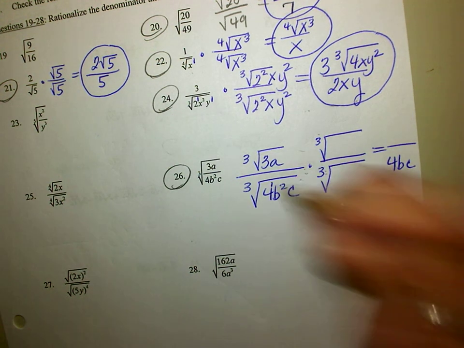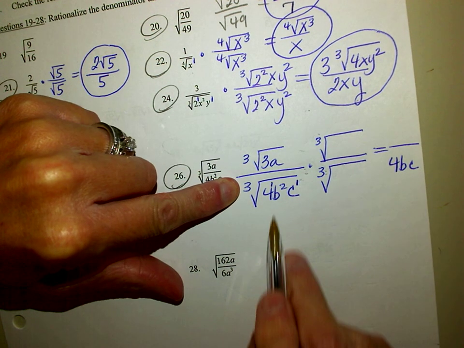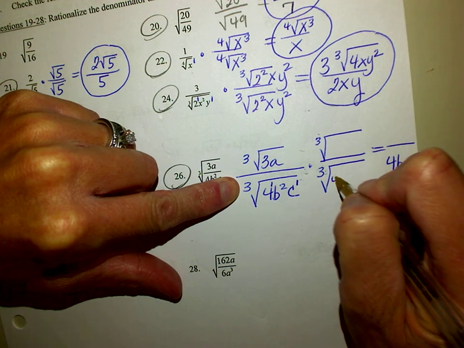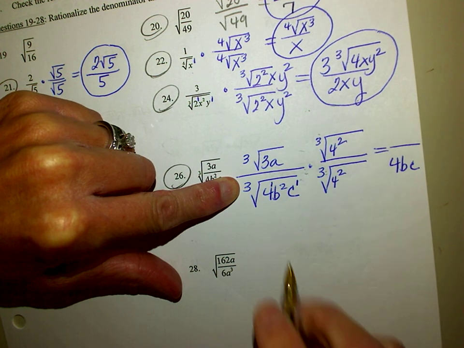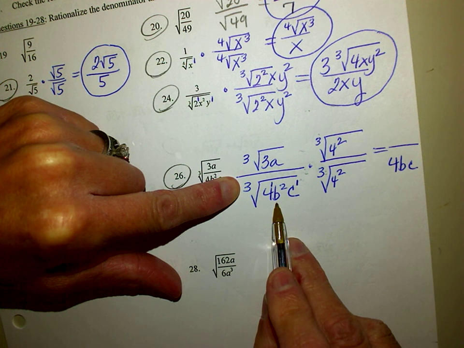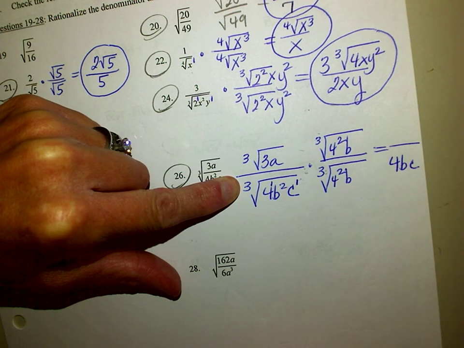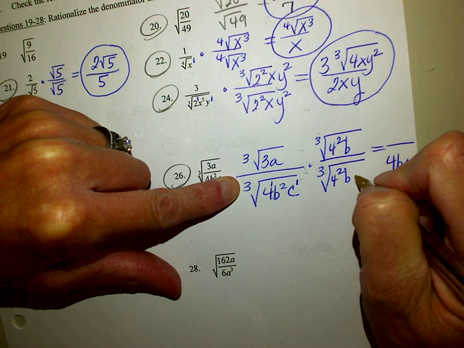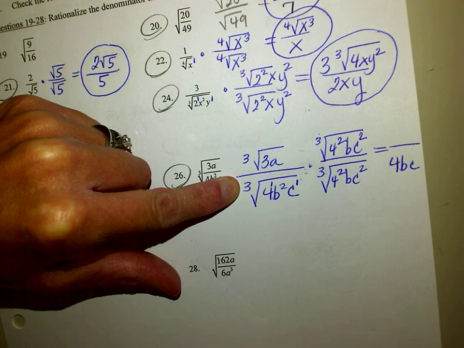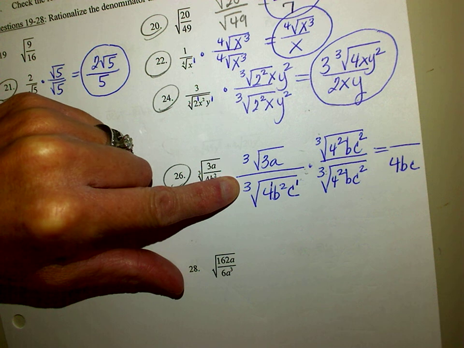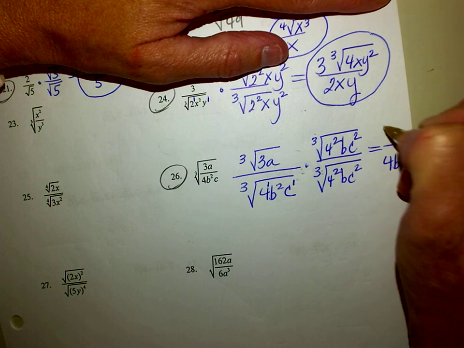I got 1 4, 2 b's, and 1 c. I need 3 of each. I have 1 4. Well, I need 2 more to get a total of 3. I have 2 b's. I need 1 more b to get 3. I have 1 c. I need 2 more to get 3. All right, now I'm going to multiply my numerators together.